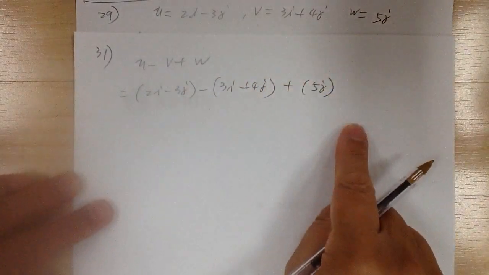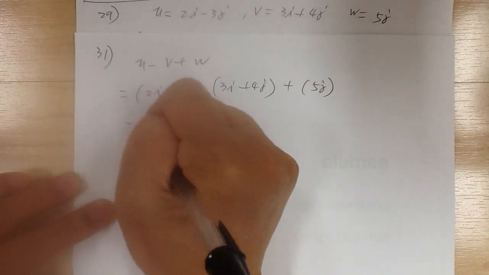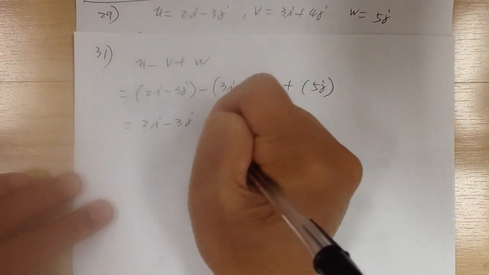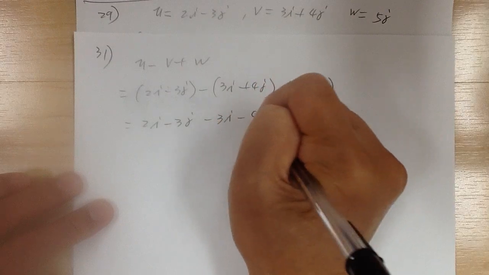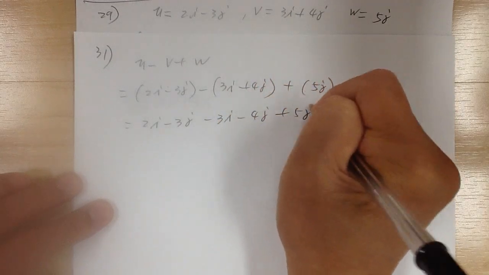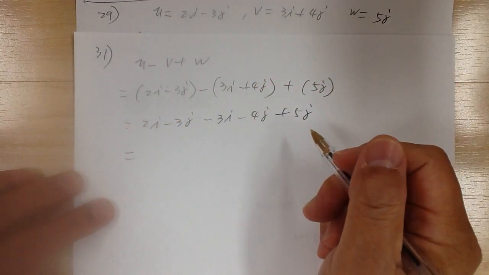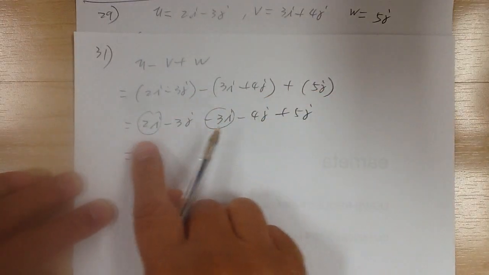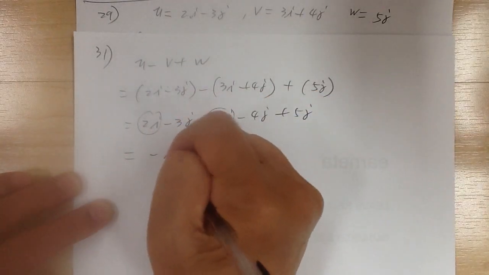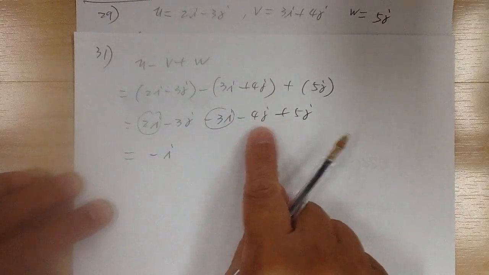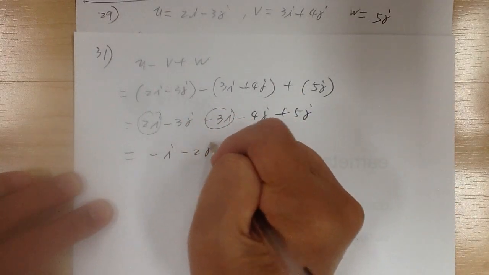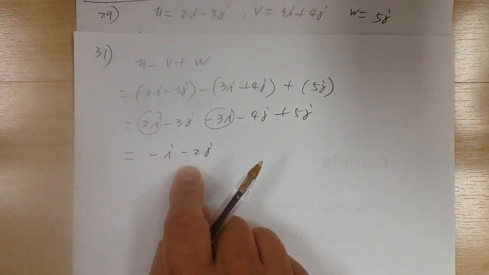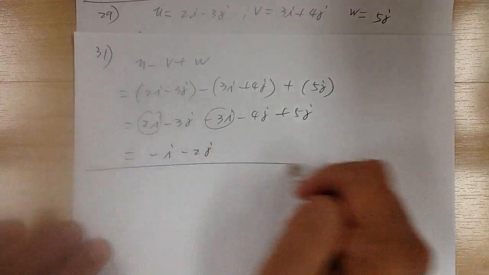Next is get rid of the parentheses. Go and distribute everything out. So you got 2i minus 3j minus 3i minus 4j plus 5j. Next is go and combine your i's and the j's. So the i and this one here. Okay, so this will give you a minus 1i, and the rest would be minus 2j. Okay. And that's it for 31.